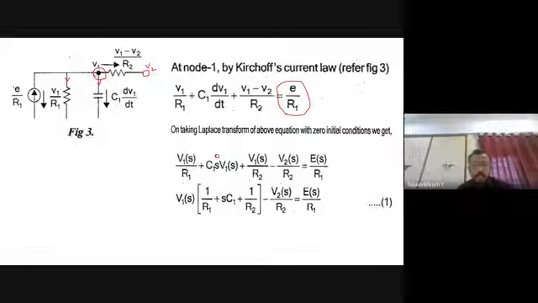So you once again check it at node 1. Practice yourself how to apply the KCL and write the equation for the node 1 in terms of current.